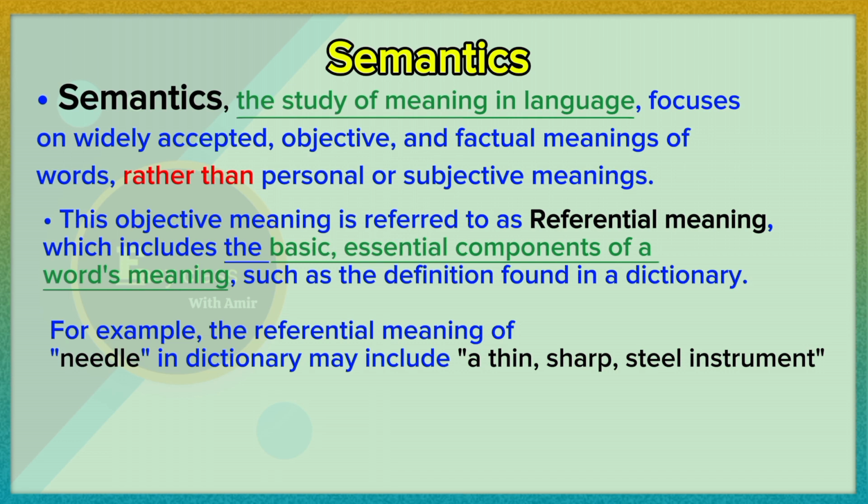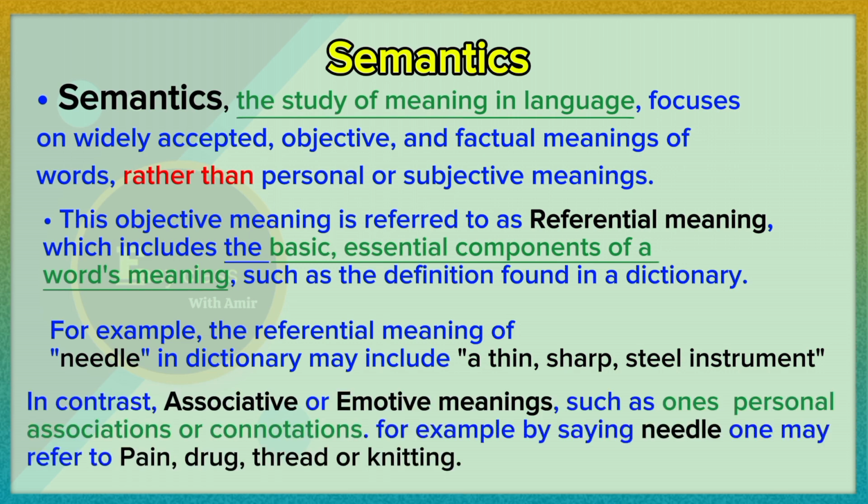For example, the referential meaning of needle in a dictionary may include a thin, sharp, steel instrument. In contrast, associative or emotive meanings are one's personal associations or connotations. For example, by saying needle, one may refer to pain, drug, thread, or knitting.